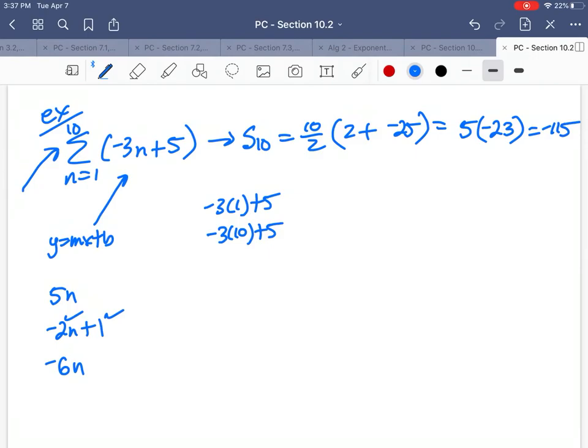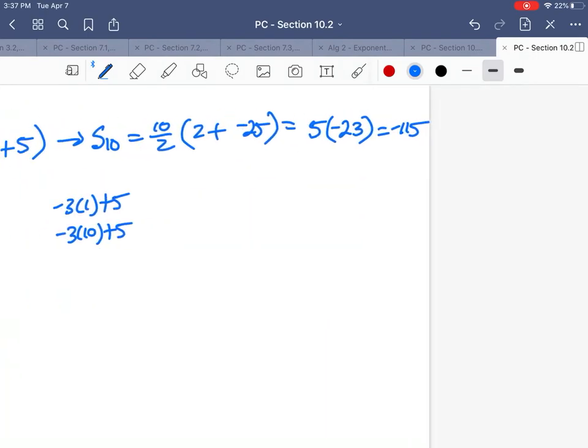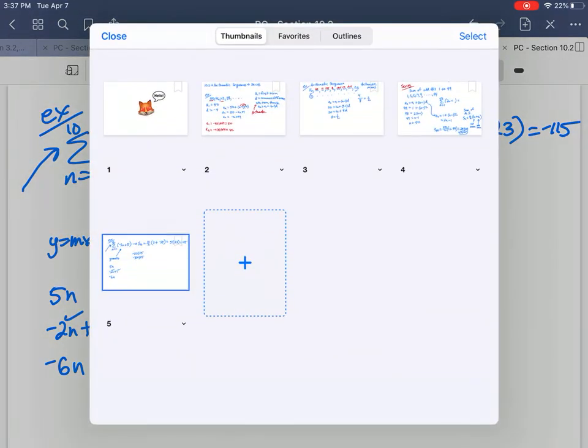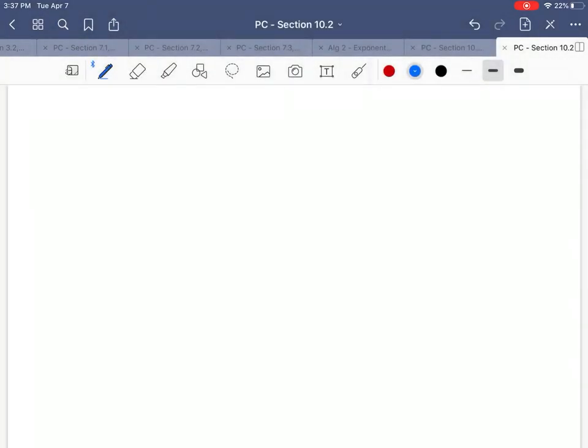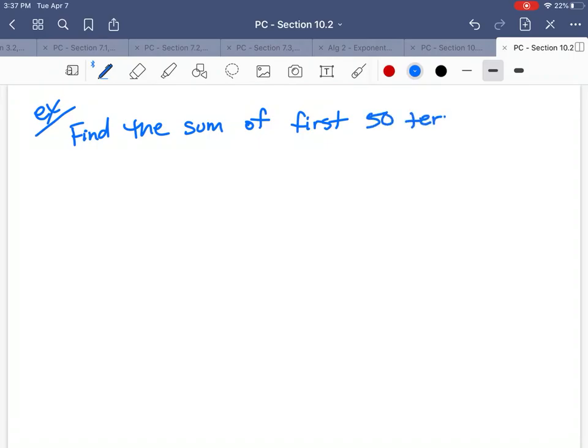All right, so the last example we have here. Well, I guess I don't have another page. There you go. All right, my last example is this. Let's say we want to find the sum of the first 50 terms of this sequence.